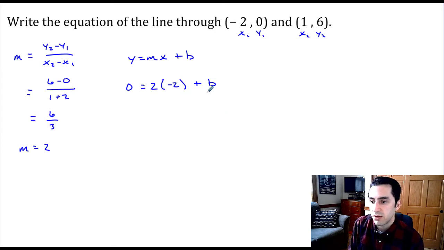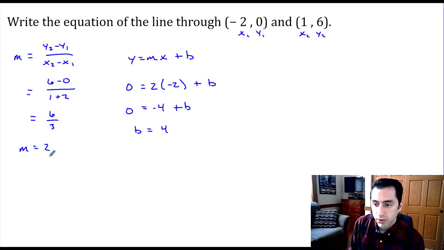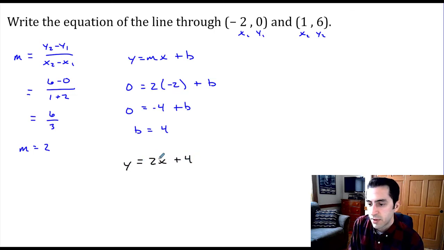So since b is the only variable in here, we can find out what our y-intercept is. So we have 0 is equal to negative 4 plus b, and then adding 4 to both sides, we end up with a y-intercept of 4. So now I know a slope, I know my y-intercept. Plugging that information back into my slope-intercept form, I end up with the equation of the line. So y is equal to 2x plus 4. And there we go. So there's the equation of our line.